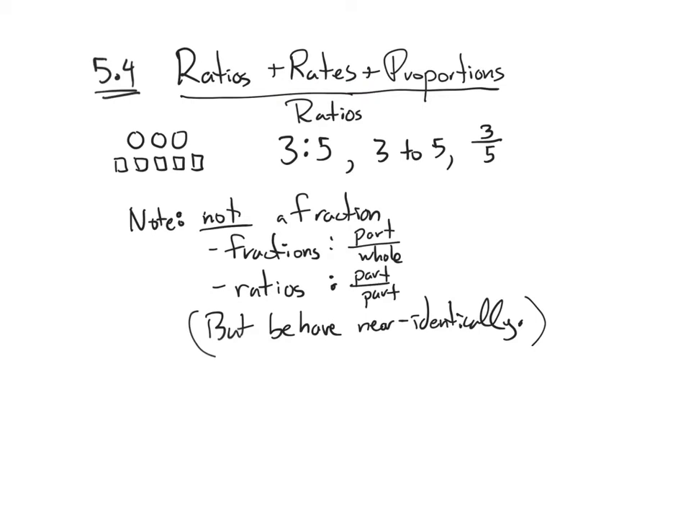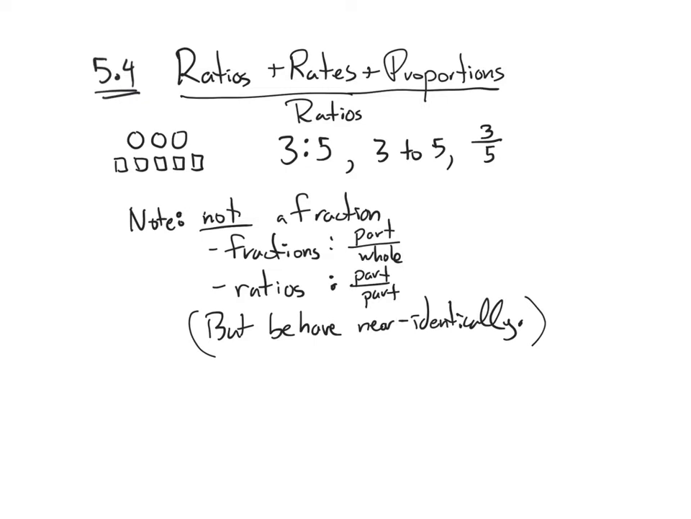Again, there's a few ways to write ratios. Here are the 3 most common. So you'll see this 3:5, or the words 3 to 5, or you can see it written like a fraction, 3/5. And I do want to make a quick note that it is not a fraction.